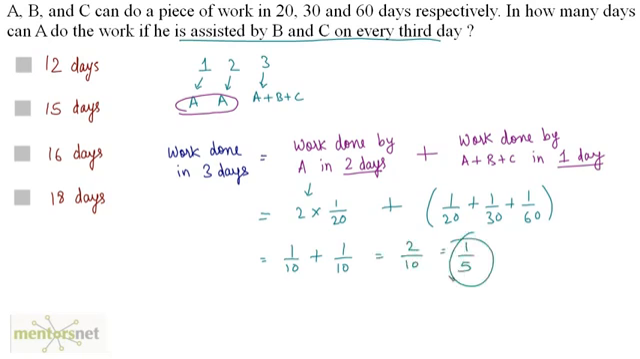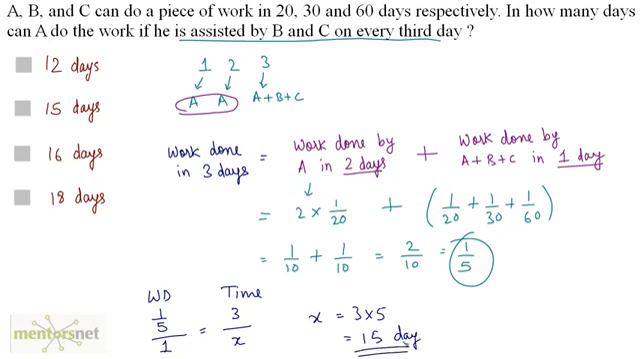So we have 1 by 5 of the work done in 3 days. So 1/5 of work is done in 3 days. How much time will it take to do the complete work? So this is a proportion we can equate. Now we want to find the value of x. So x is equal to 3 times 5, and that is 15. So 15 days are needed to complete the work if A is assisted by B and C every third day. So our answer is option B.